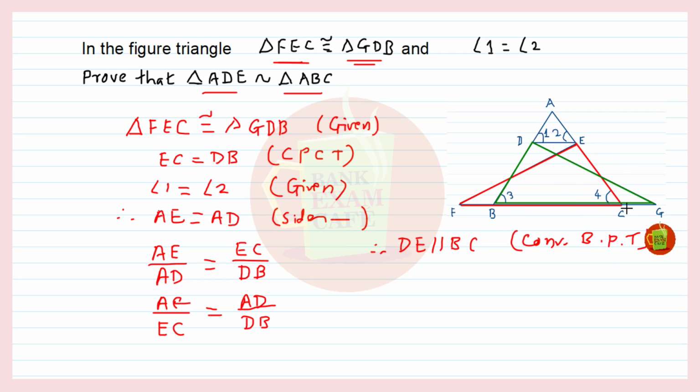Now since these two lines are parallel, this will be a transversal, this will be a transversal, therefore angle 1 and angle 3 will be a pair of corresponding angles, and therefore that pair of corresponding angles will also be equal, and therefore angle 1 is equal to angle 3 and also angle 2 is equal to angle 4. Its reason will be what?